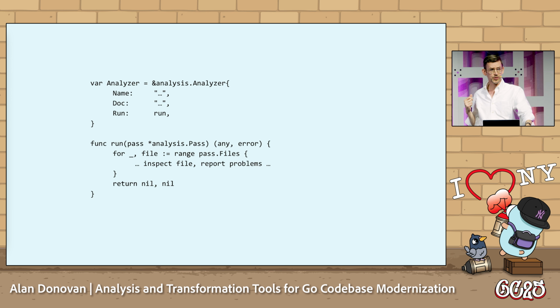It's the job of the analyzer writer to fill in this loop with whatever they want. Most analyzers look at the syntax trees and report diagnostics. You can get as complicated as you want, but it's possible to write interesting interprocedural analyses in just a few dozen lines of code. So let's now build a simple analyzer that modernizes some old code.